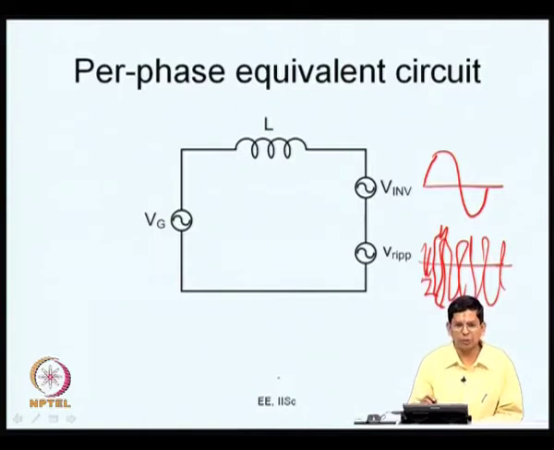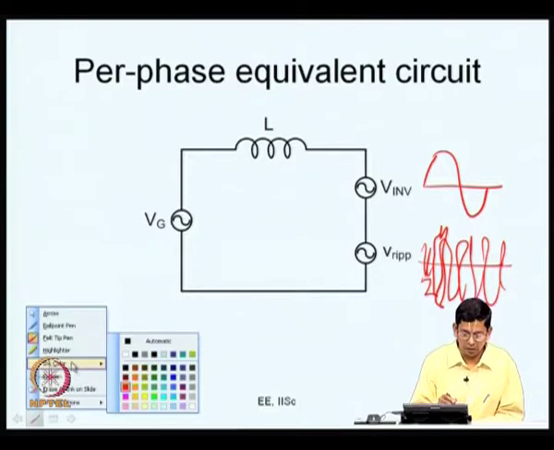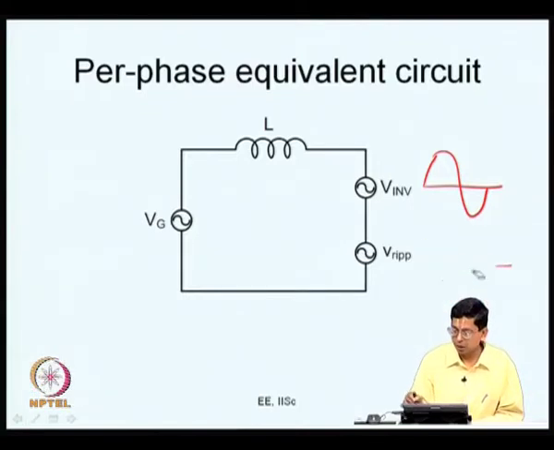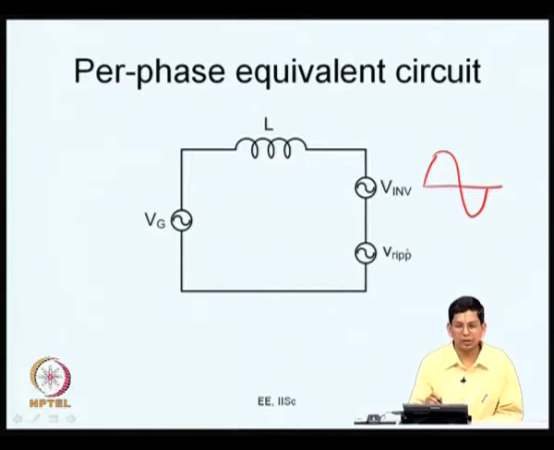Basically they are stepped waveforms, so please ignore the inaccuracies in the waveform. It is a non-sinusoidal waveform and this is the sinusoidal part. So, the actual waveform minus the sinusoidal part is your ripple voltage. I can split it up into V inverter plus ripple voltage. This is the fundamental part and this is the ripple part. This is my equivalent circuit.